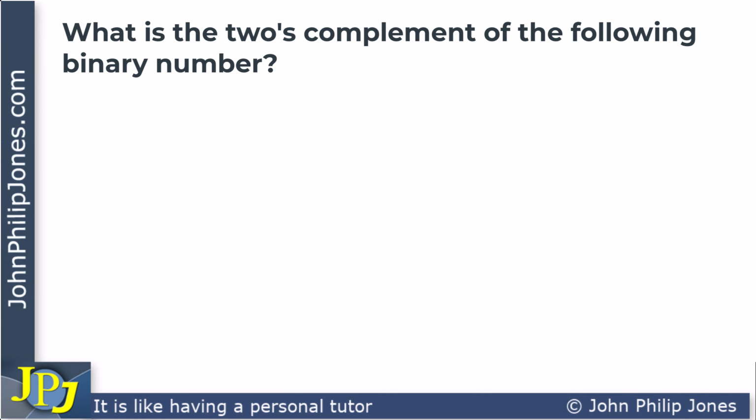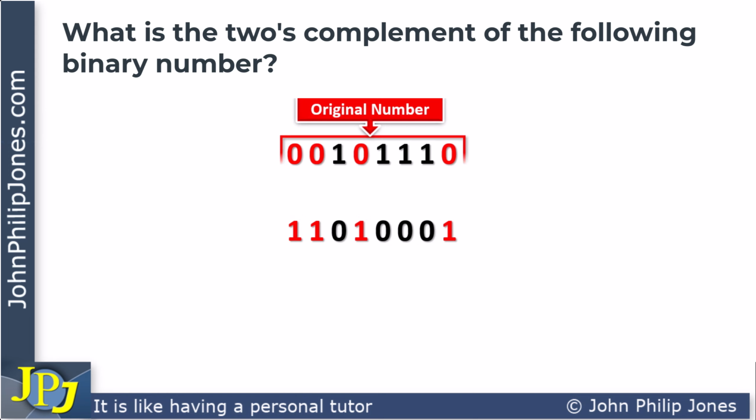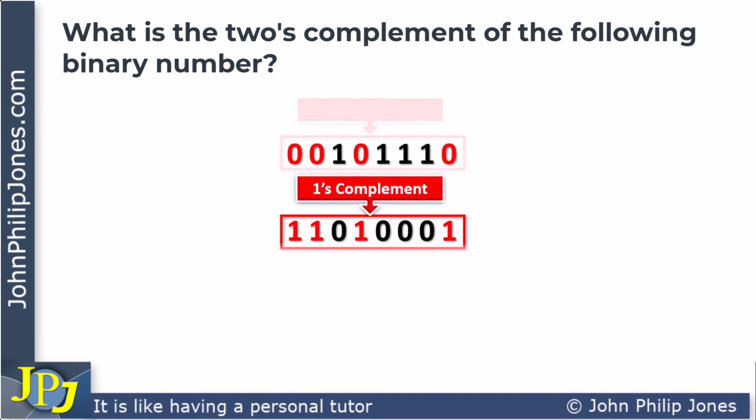What is the 2's complement of the following binary number? I'll change the colour of the bits to make the visuals easier to follow. I will now convert all of the 1s to 0s and all of the 0s to 1s. We then have this as the original number and this as the 1's complement.